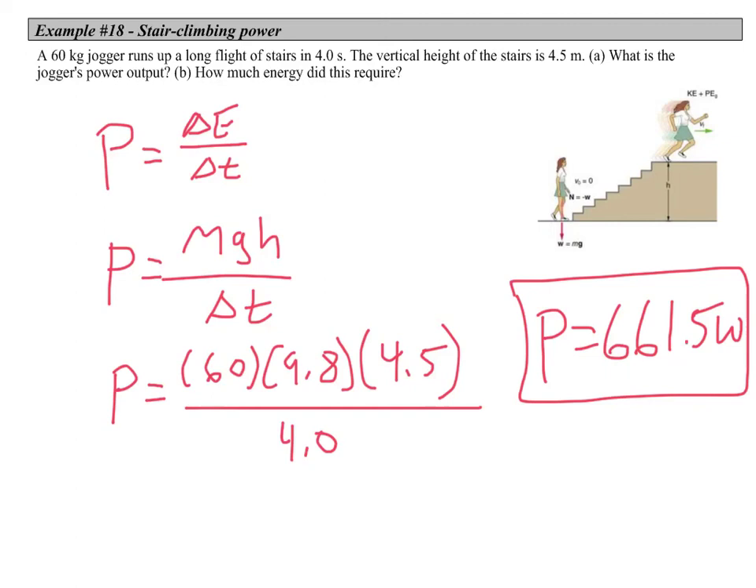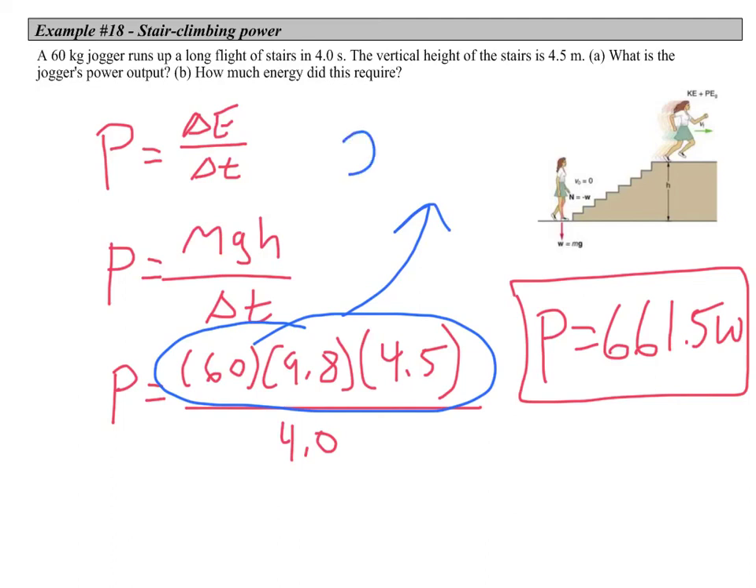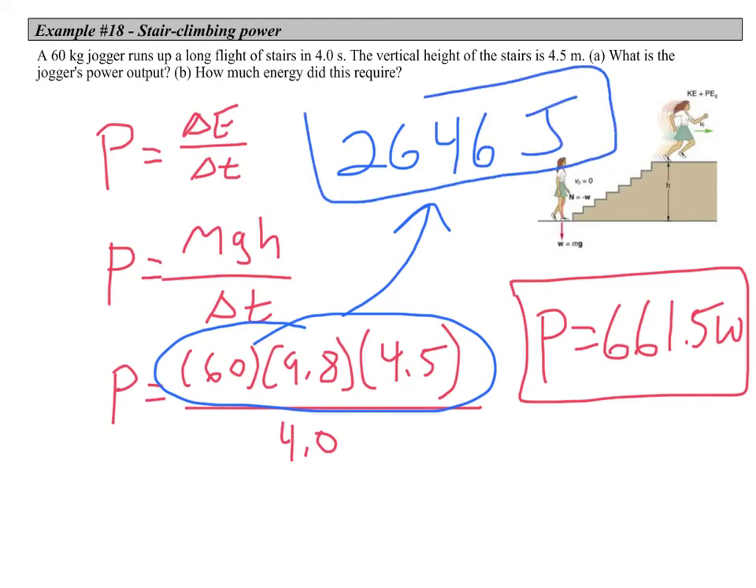And since we're changing our gravitational potential energy, the energy that's required to do this is just equal to that change in gravitational potential energy, which is about 2,646 joules. We'll be doing a lab after this video dealing with our own personal power output as we climb some stairs. We'll also see some other examples of power in our practice time in class.